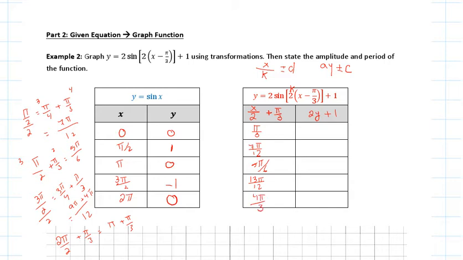Now, with respect to the y values, I'm going to multiply the y value by 2 and then add 1. 2 times 0 is 0, plus 1 is 1. 2 times 1 is 2, plus 1, that's 3. 2 times 0 is 0, plus 1 is 1. 2 times negative 1 is negative 2, plus 1, that's negative 1. 2 times 0 is 0, plus 1 is 1. So I now have my new points.